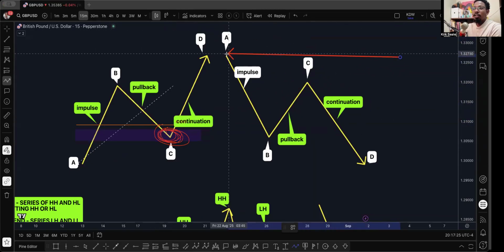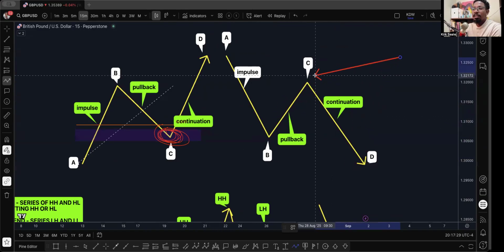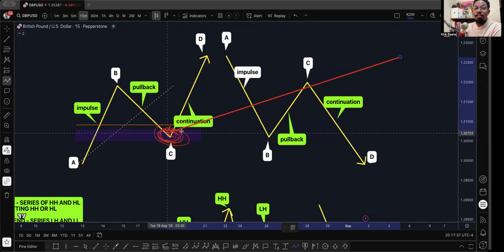In the downtrend, you're going to start from the top, and that's going to be A, B, C, D. And C is where you're going to be selling. So regardless of if you're buying or selling, your entry is going to be at C. C is the best place.